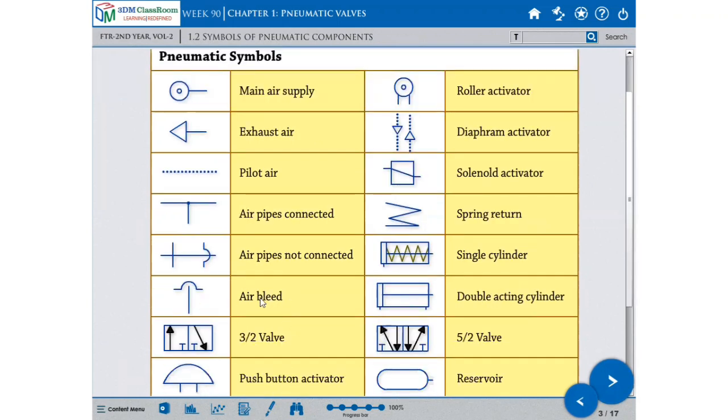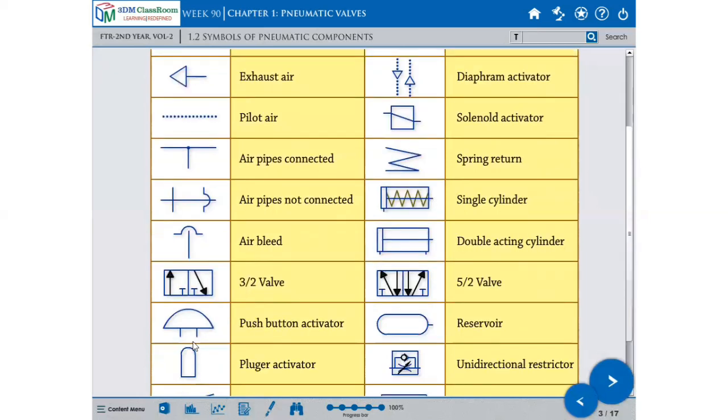Next, this is air bleed. Air bleed is outside. This is the 3x2 valve. Okay, this directional control valve is here. 3x2 valve also. Now you can see over there.